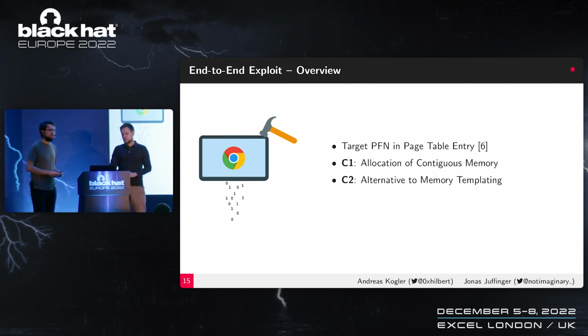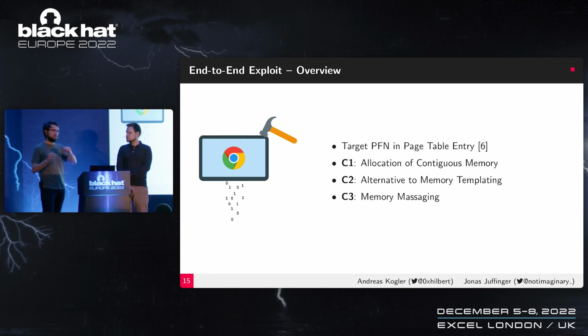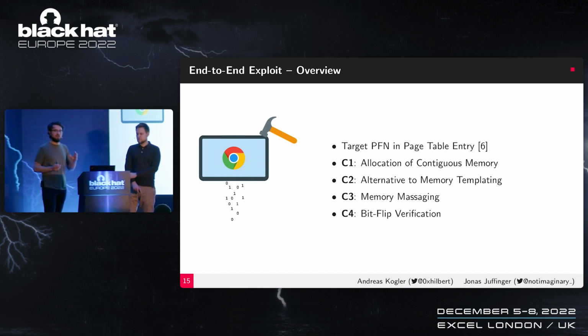Then we do an alternative to memory templating. The device we have here is protected by TRR and ECC. This makes Rowhammer bit flips a bit unpredictable, so we skip the templating process altogether. Then we do memory massaging to put the page tables where they should be, to put them in the victim rows, to hammer them. And then finally, we do bit flip verification, where we verify that the bit flips we introduced with Rowhammer are actually valid and do not crash our process. And we will go into detail for the 4th challenge.